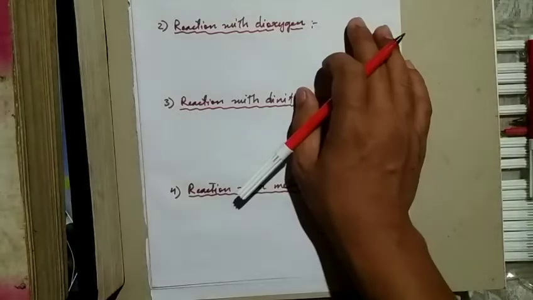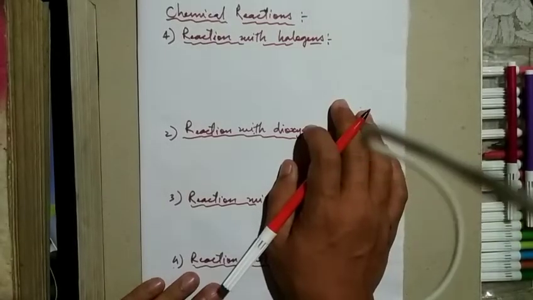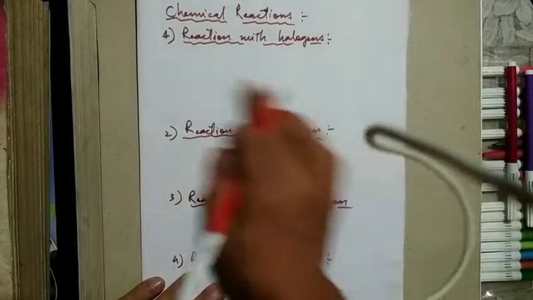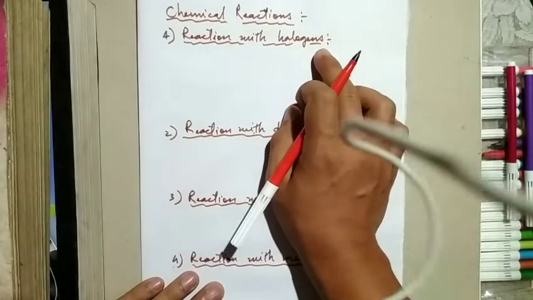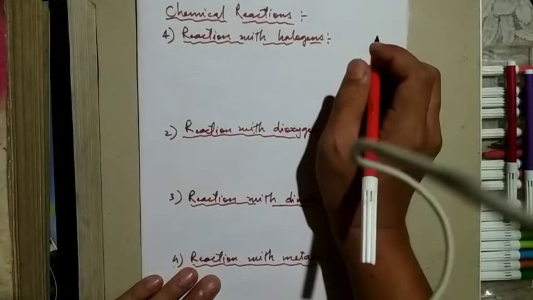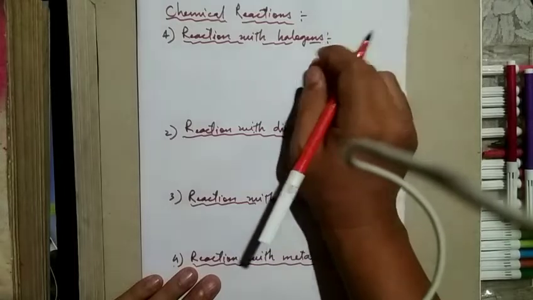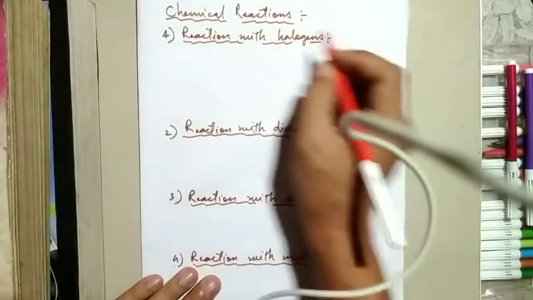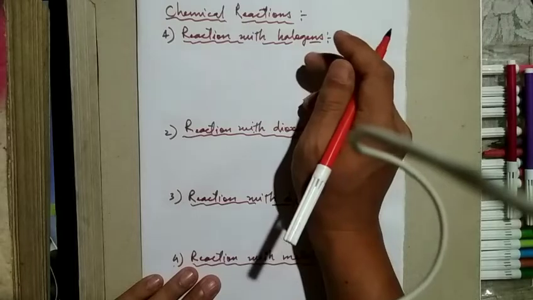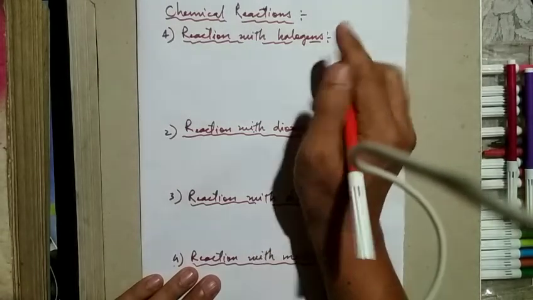Next, under chemical properties, we are going to discuss the chemical reactions of dihydrogen. First, reaction with halogens. Halogens, you know, are fluorine, chlorine, bromine, iodine, the group 17 elements. So dihydrogen reacts with group 17 elements to give hydrogen halides.